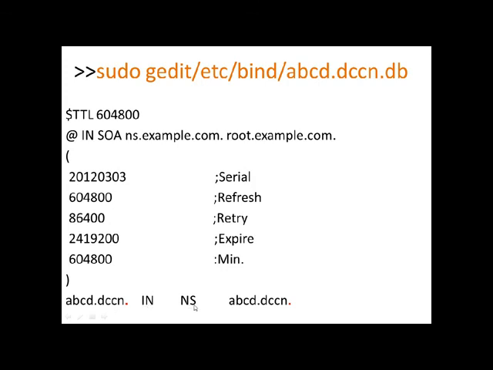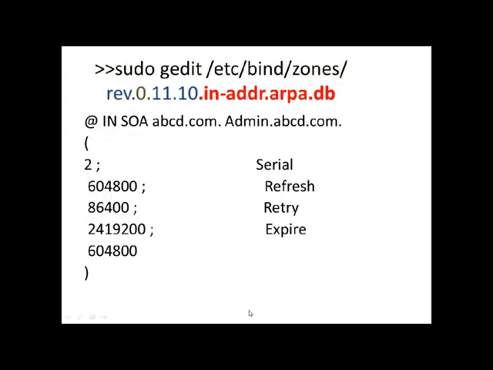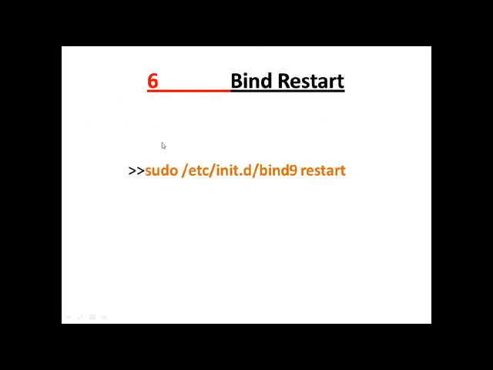IN NS, NS stands for name service, name server. abcd.dccn, I'm not adding any sort of further hierarchical relationship over here. This is my address and this is my name server. Now, yet again, this is how you make the reverse lookup file. Continued on the same thing.